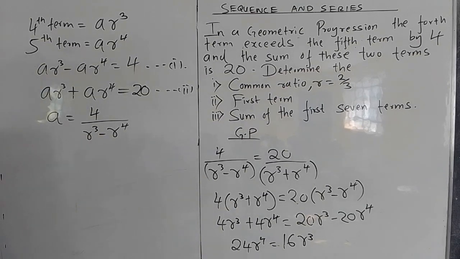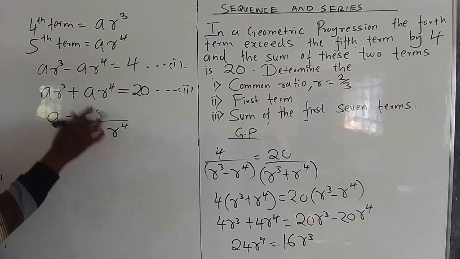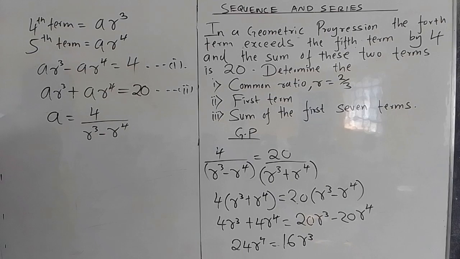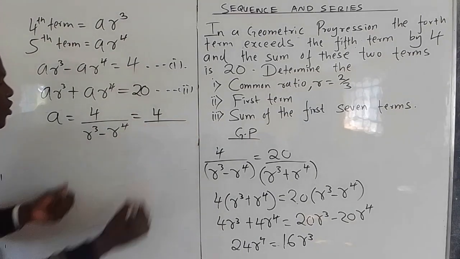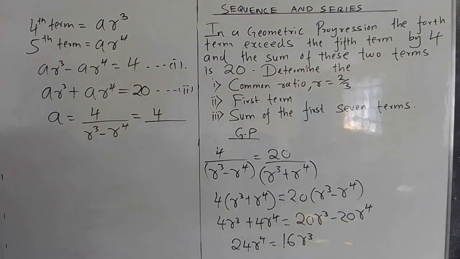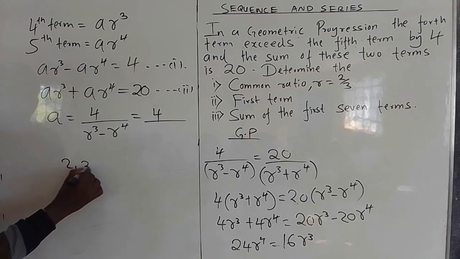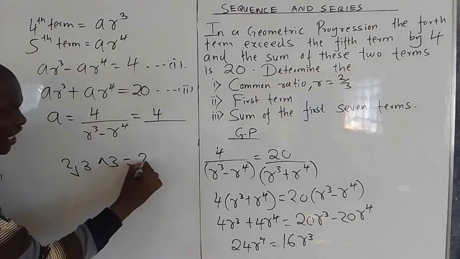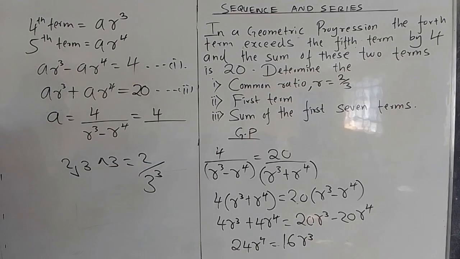Are we together? Can you now substitute the value? We've used this first one, you can as well use the second one because they are simultaneous, you will get the same answer, isn't it? So here you get 4 over, then you substitute. What is r cubed? r is 2 over 3. What is 2 over 3 cubed? I don't expect you to go into that calculator and type 2 over 3 cubed. This simply means 2 over 3 cubed, which is not what we are looking for.